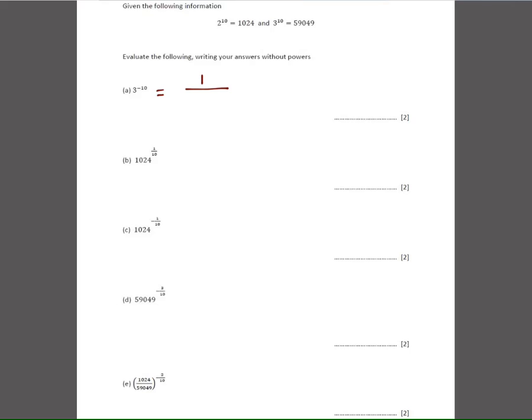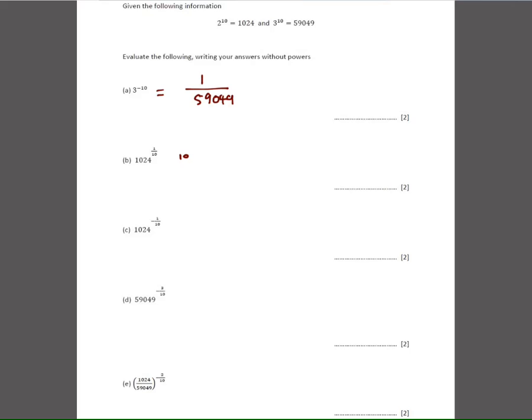We're given some information, and we're going to use that information to work out some of these questions. So 3 to the power minus 10, we know 3 to the 10 is 59049. 3 to the power minus 10 means we take the reciprocal, so it's 1 divided by 3 to the power of 10. So it's 1 divided by 59049.